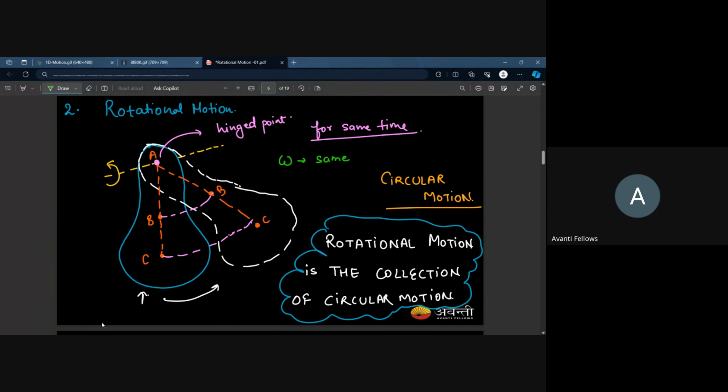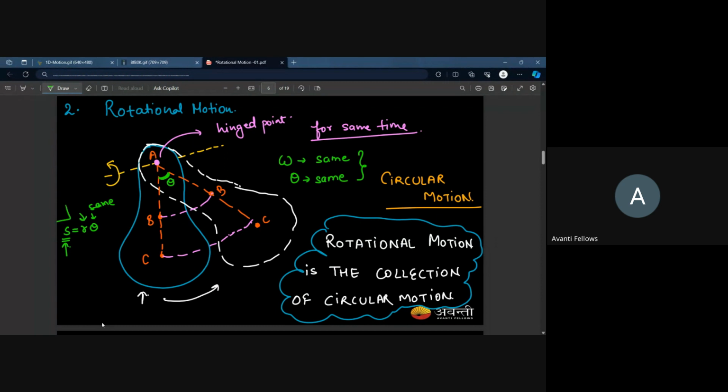And why do they have the same angular velocity? Because they are covering the same angular distance in a given interval of time. See, point B also covered this theta, point C also covered this theta. So their angular variables are the same. But as we know, angular variables are connected to linear variables with this R, and this R is different for every particle. That's why we are saying their linear variables are different, but their angular variables are the same.